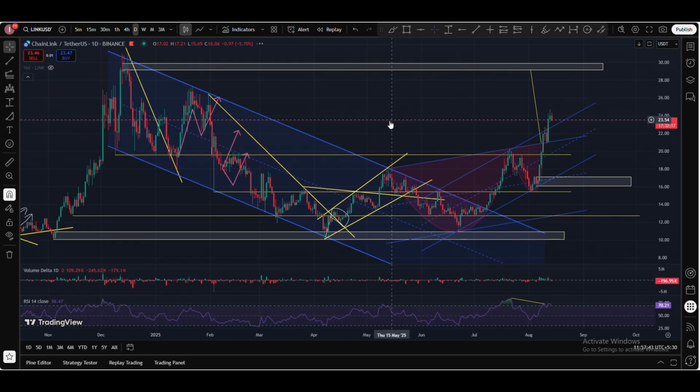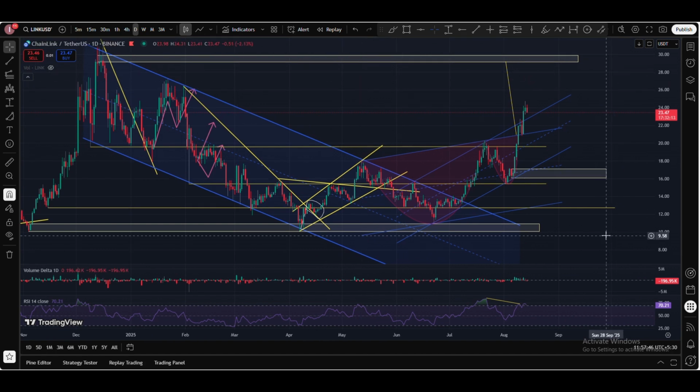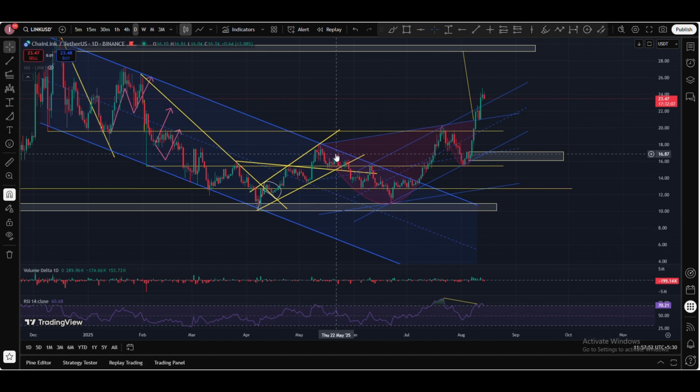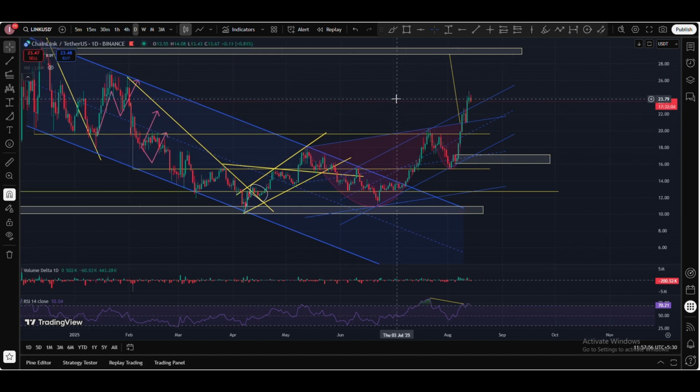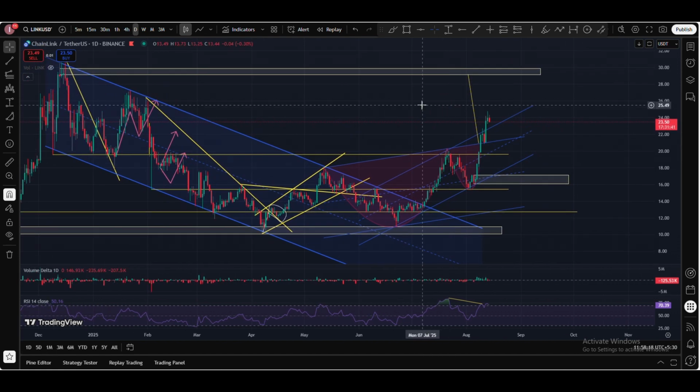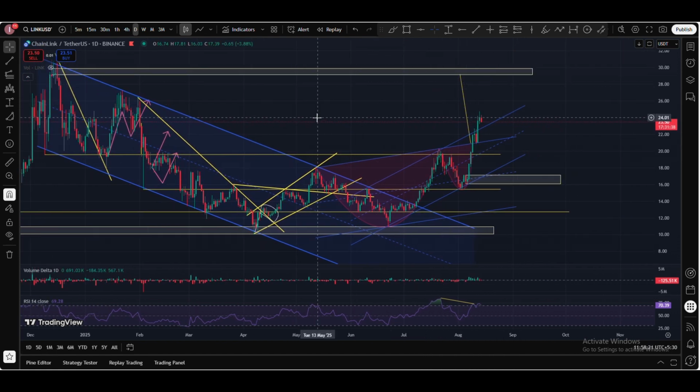So we can move to LINK. Actually, you can see a double cup pattern on the LINK chart. That is a beautiful double cup pattern. Now you can see the double cup pattern broke out and retested, and after the retest it is going upward. That is the double cup pattern target level. The market can obviously reach this level.